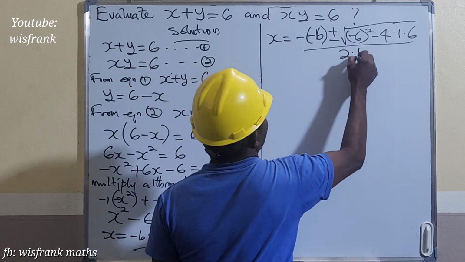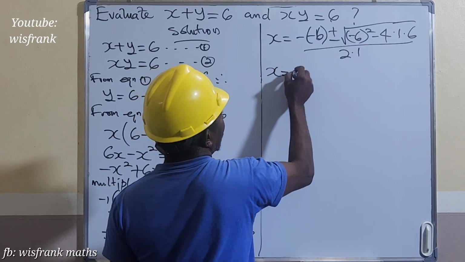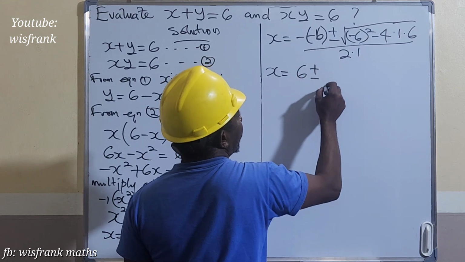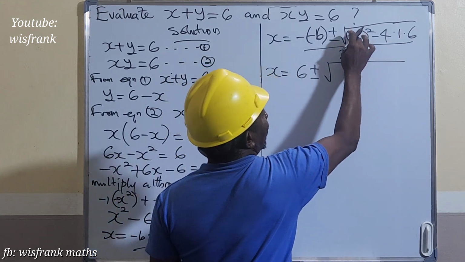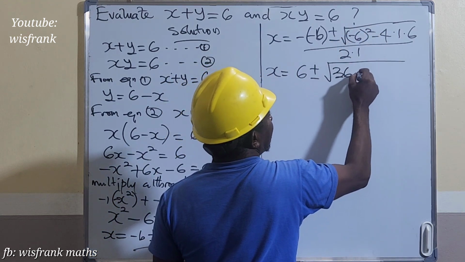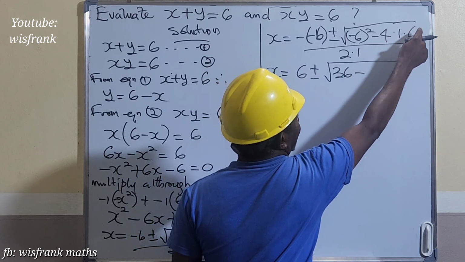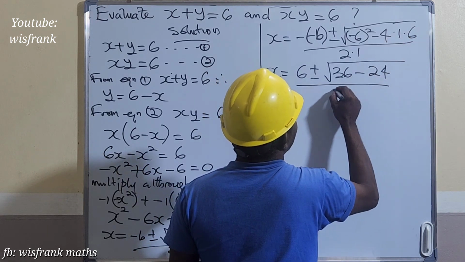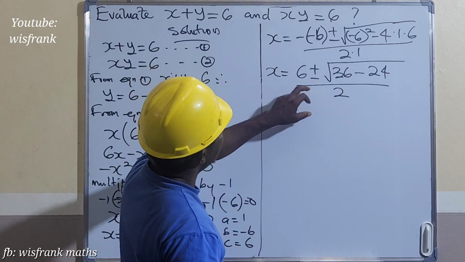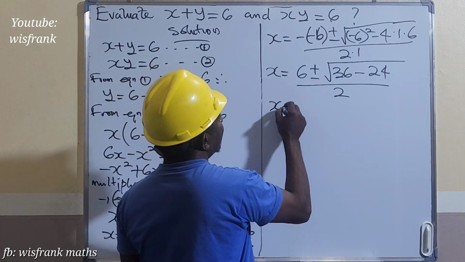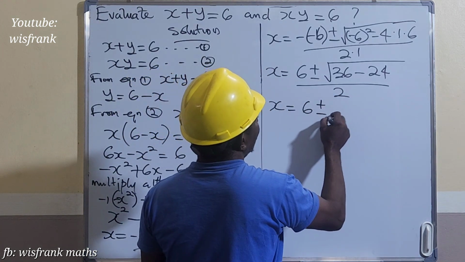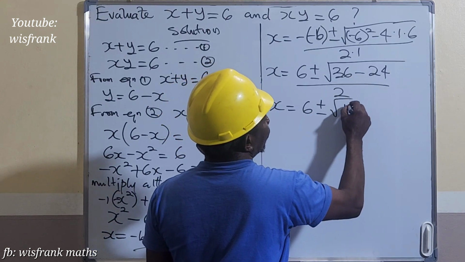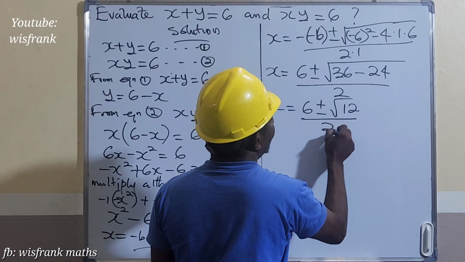Our a is 1. Therefore, we have x equals minus times minus 6, which will give us 6. Then plus or minus square root of minus 6 squared, which is 36, then minus 6 times 1 times 6, which will give us 24, then we have all over 2. So in this case, this is the same thing as x equals 6 plus or minus square root of 36 minus 24, which gives us 12, all over 2.